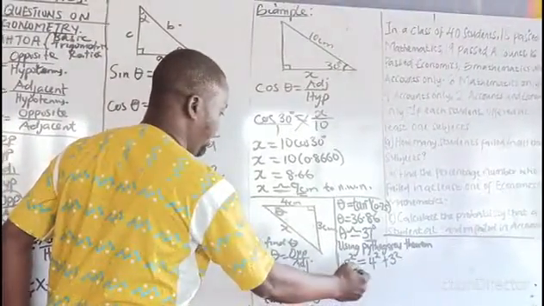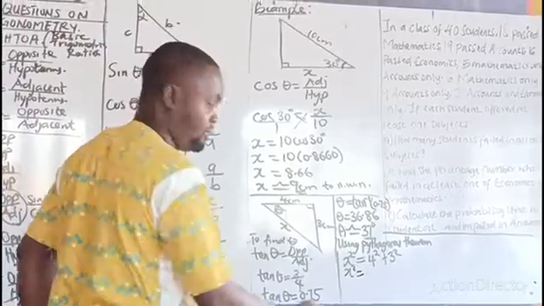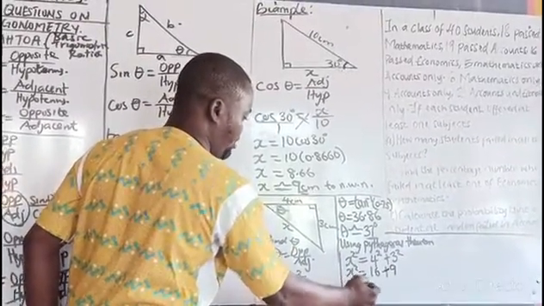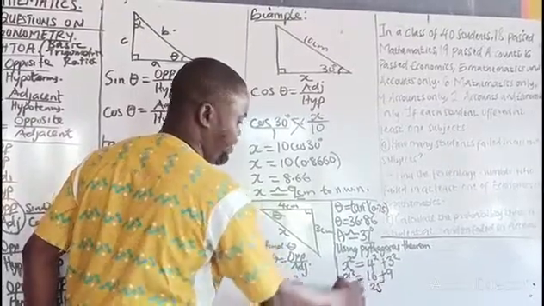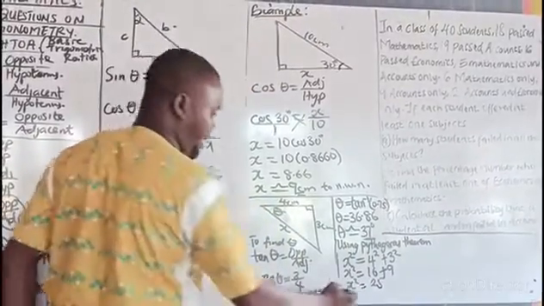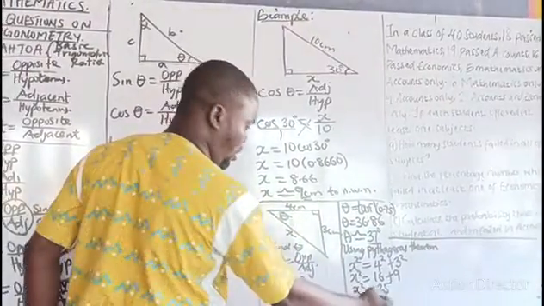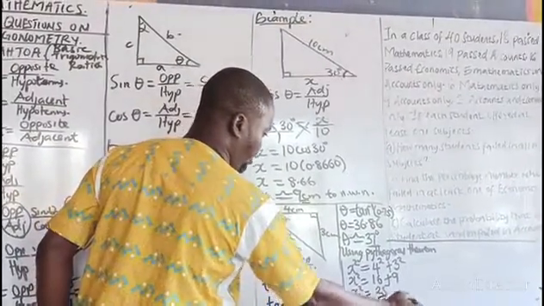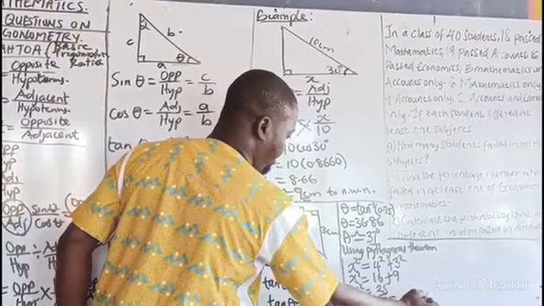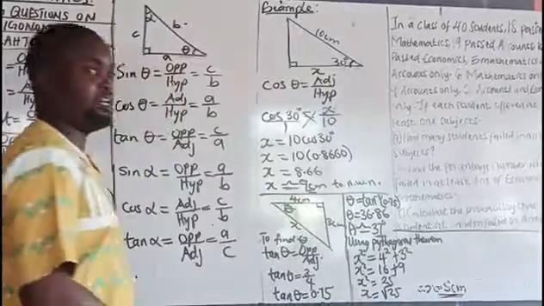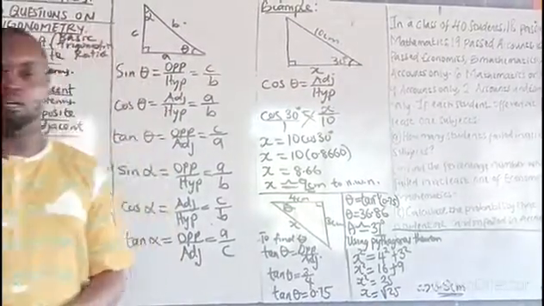So we have x squared equals, what is 4 squared? 16, plus 9. So x squared equals 25. If x squared equals 25, what is ordinary x? x will be the square root of 25. Therefore, x equals 5 centimeters. Is that understood? Yes. All right.